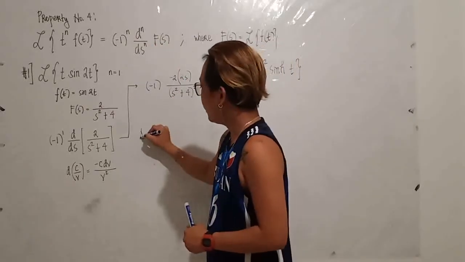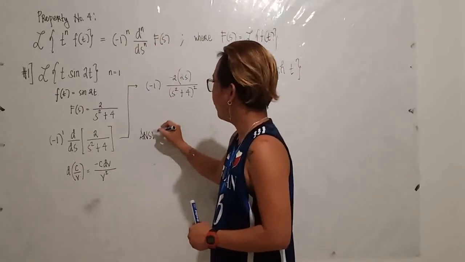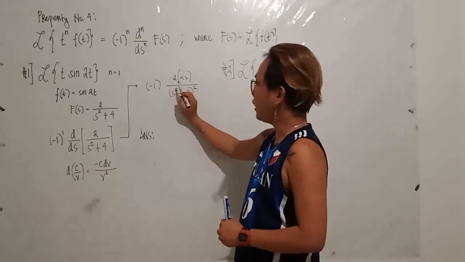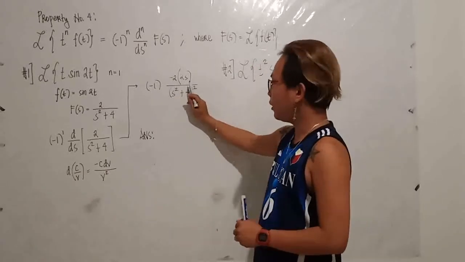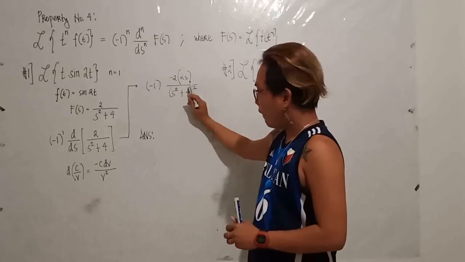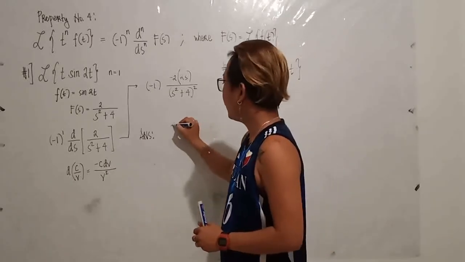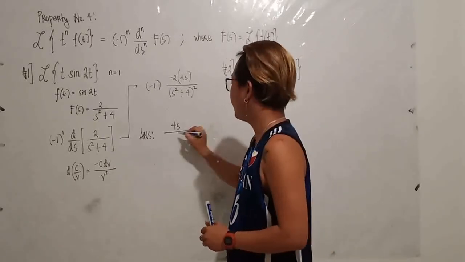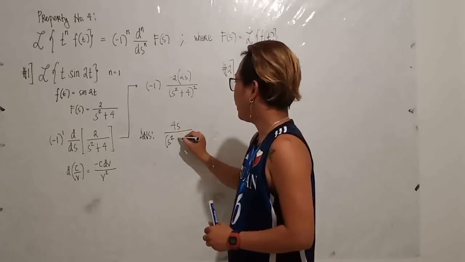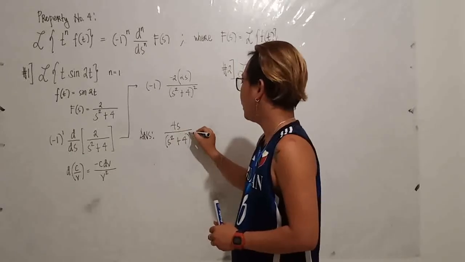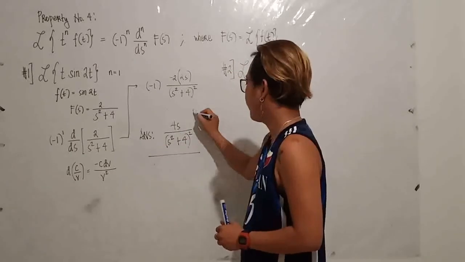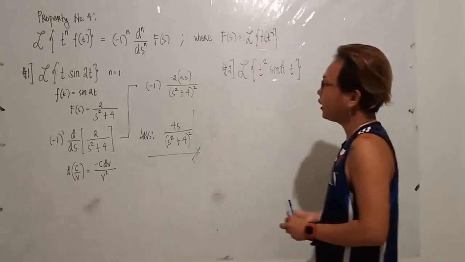So for the answer of this example, you will have negative and negative, that is positive, and 2 multiplied by 2s, and that is 4s. So you will have positive 4s over s squared plus 4 squared. Now this is your final answer.